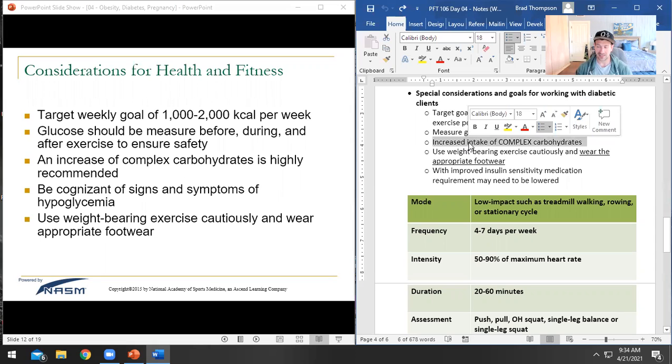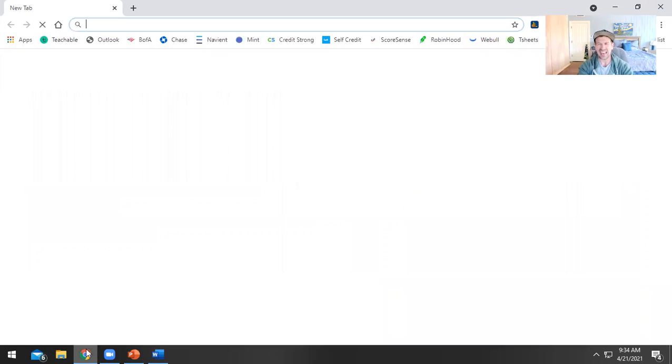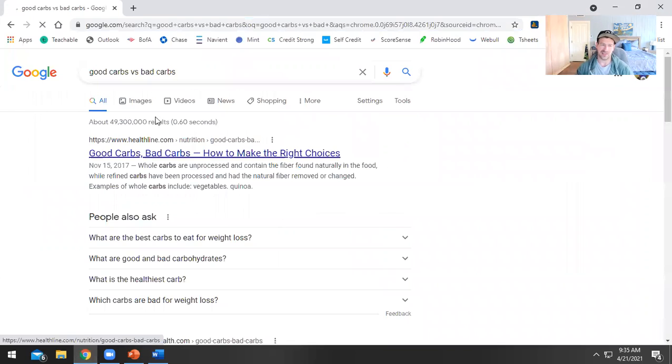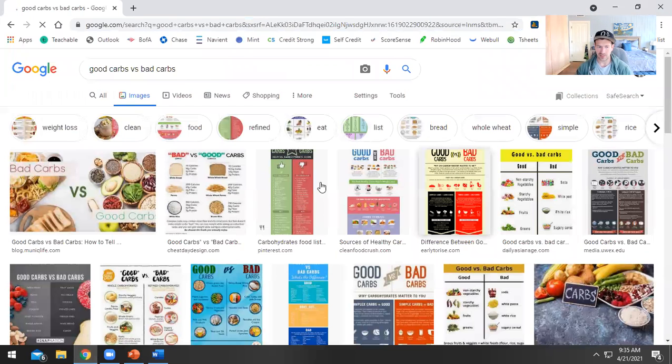Increase complex carbohydrates. We like complex carbs. This is a general rule for most of our clients. The reason you hear people say complex carbs are so much better, I hate the term good carbs versus bad carbs. I don't like that approach. I think that is a silly way to label things.